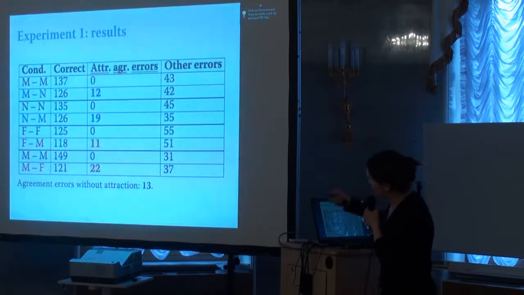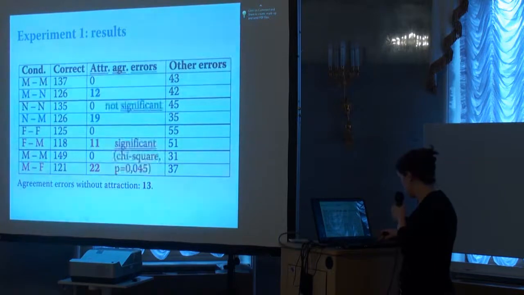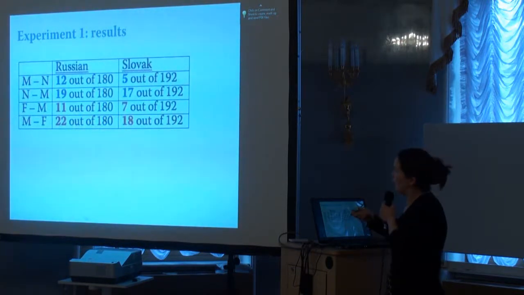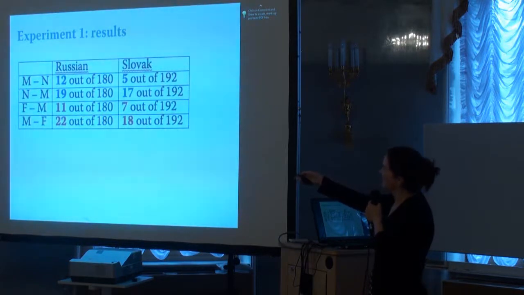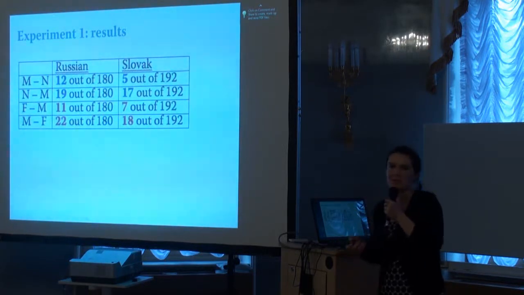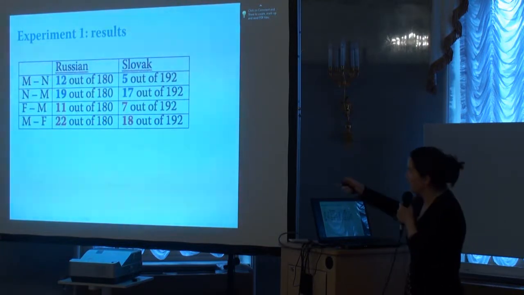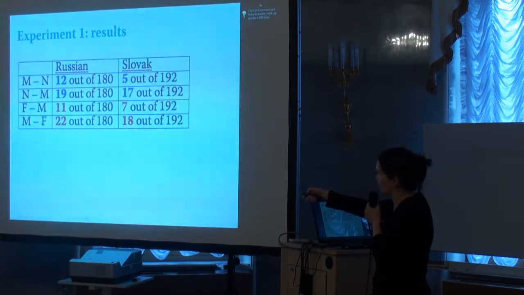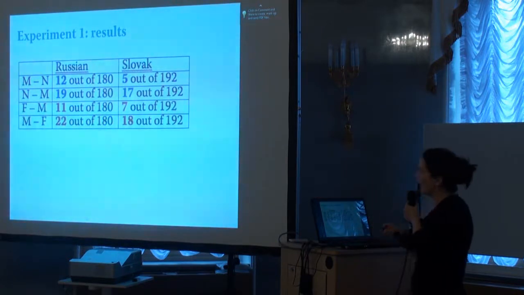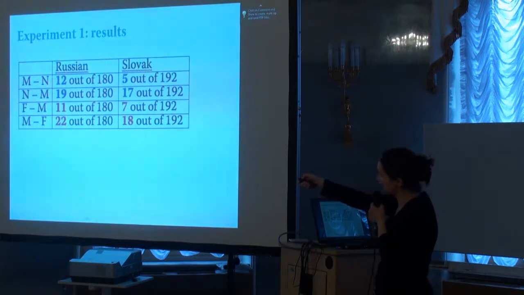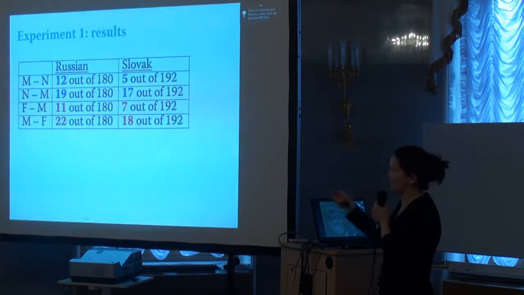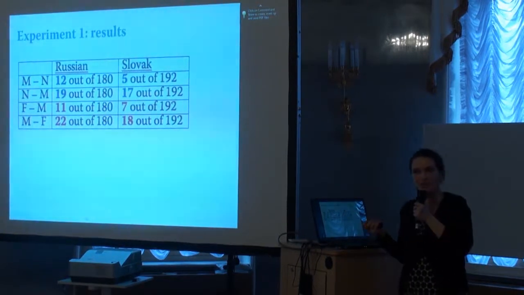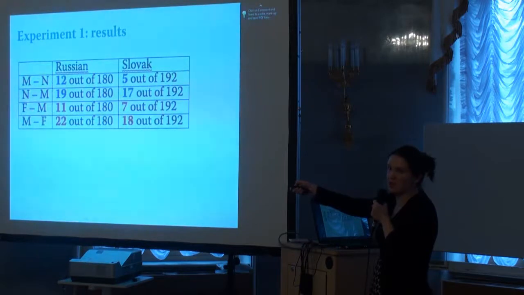And what we got, let me first show it here. So the differences were less pronounced than in the Slovak study in our case. But when we compared feminine and masculine, we got, statistically speaking, the same result: there are statistically significantly more mistakes with feminine attractors than with masculine attractors. And when we compared masculine and neuter, the tendency was the same as in the Slovak experiment, but this difference wasn't statistically significant in our study.